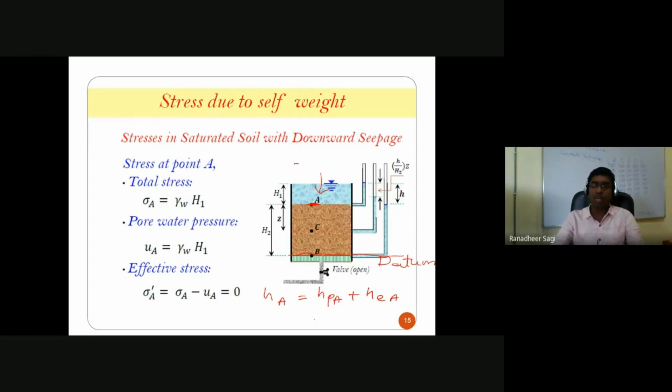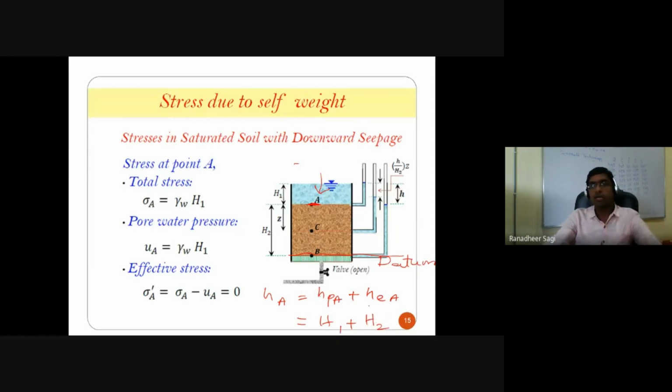Then what I am trying to calculate is the total head, which is nothing but pressure head plus elevation head, where the pressure head is h1 and the elevation head is h2. So the total head at point A is nothing but h1 plus h2. So that is what I can write down. The total head at point A is h1, the pressure head, plus h2, the elevation head.